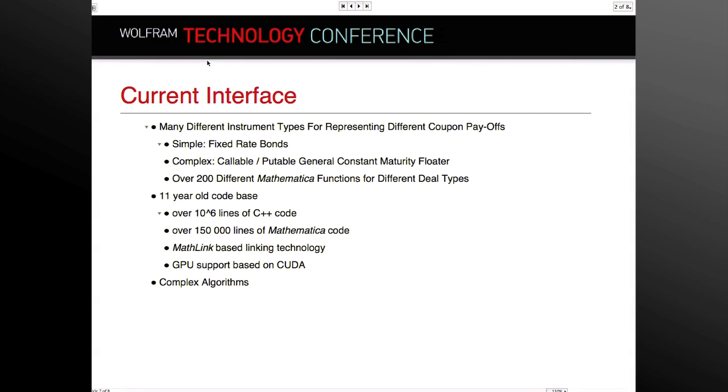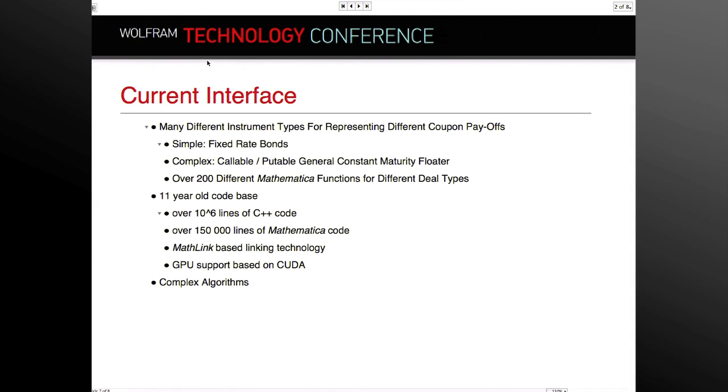What we really want is to reduce the number of types to just a few manageable number of types. And the other thing is that we are now currently in the 11th year of the development of UnRisk, and the code base is starting to show age. That means it has accumulated some crust. It has over 1 million lines of C++ code. It has over 150,000 lines of Mathematica code, and of course, many different developers have over the years added code to that product.